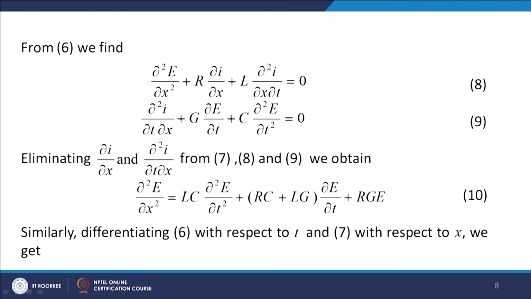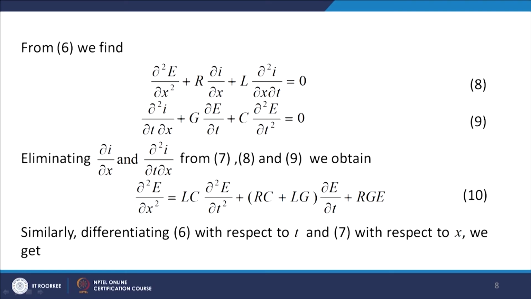So, let us eliminate the partial derivatives of I with respect to x and the second order derivative of I with respect to x and t from 7, 8 and 9. We will arrive at this equation, which is a second order equation in the variable E. So, the second order derivative of E with respect to x square will be equal to L C E t t plus R C plus L G E t plus R G.